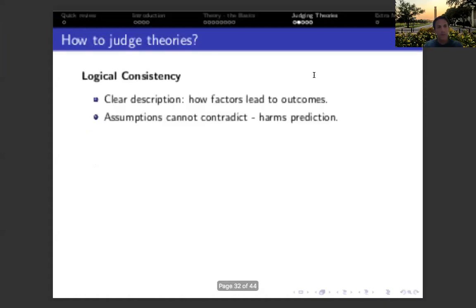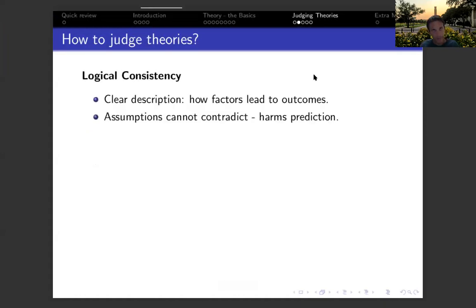Okay, the second point is what's called logical consistency. Logical consistency means the theory must clearly describe how one set of factors leads to or causes another set of factors. So in this case, how does our set of factors, our independent variable, lead to certain outcomes in the dependent variable? Another thing that must be fitting according to logical consistency is that the assumptions cannot contradict one another.